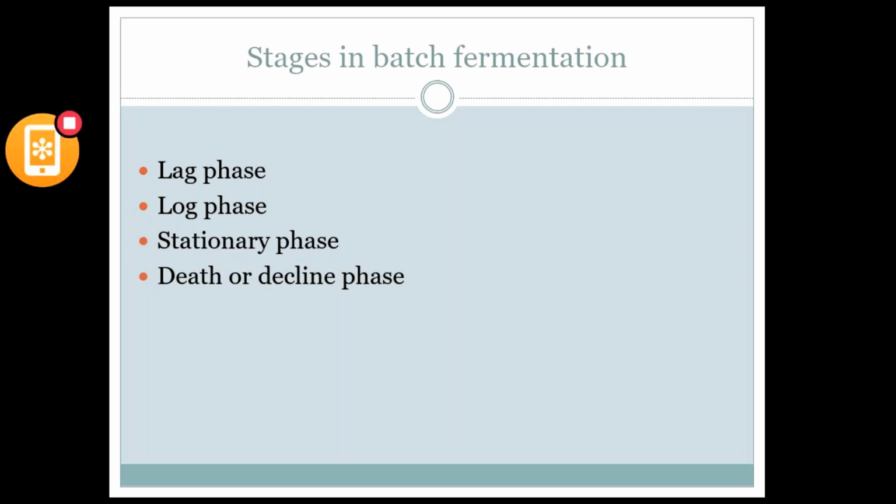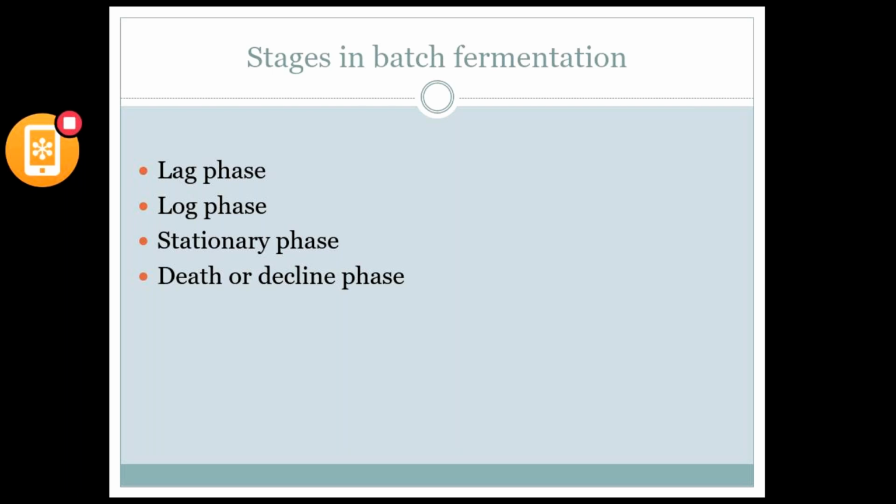This stationary phase may also vary according to the type of the microorganisms and their environmental conditions. And in the decline phase, the nutrients get completely depleted. Because when the nutrients get completely depleted, there will be no multiplication, but there will be a rapid increase in the number of dying cells. That means all the cells start dying because there is no food. When there is no food, microorganisms can survive only for some time, and after that they start dying. And hence this phase is known as the death phase or decline phase.